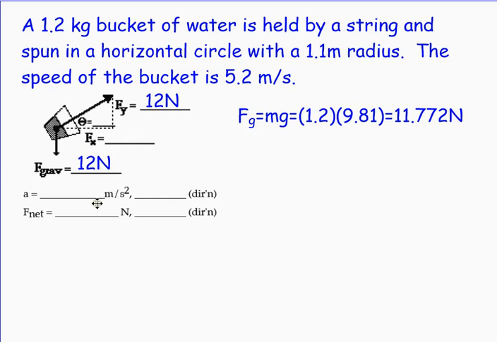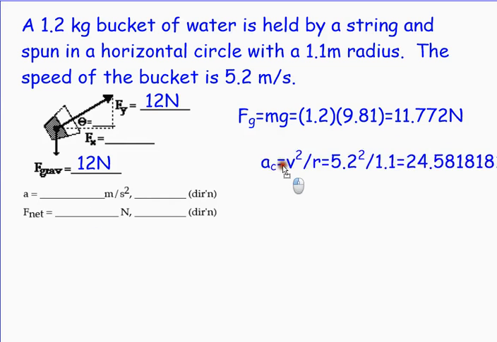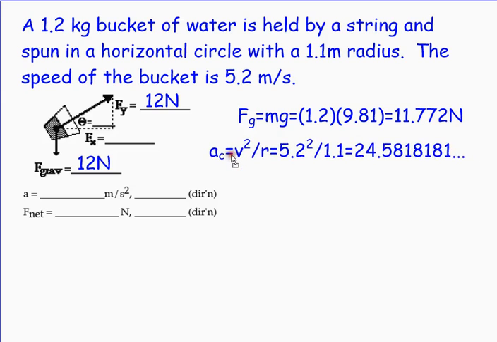All right, now we have Fx, acceleration, and net force. So acceleration is v squared over r. 5.2 is my velocity, 1.1 is my radius. When you plug that in, you get 24.5818181 repeating. So the acceleration, to two significant figures, is 25 meters per second squared, and inward, as the picture is drawn at the moment, it would be to the right.